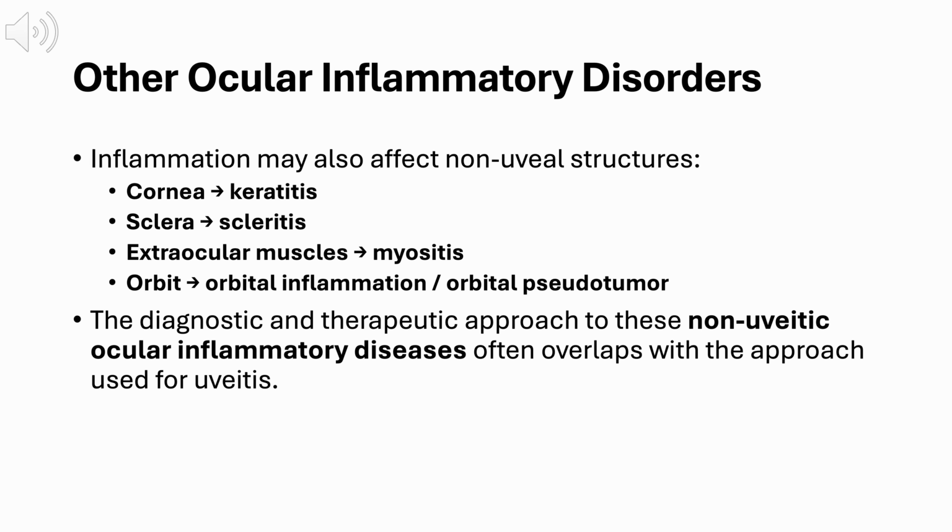Before we go further, a quick boundary setting slide. Inflammation isn't confined to the uvea. It can strike neighboring ocular structures too. Inflammation of the cornea is keratitis, of the sclera is scleritis, of the extraocular muscles is myositis, and of the orbit is orbital inflammation, sometimes called orbital pseudotumor. Why mention these in a uveitis chapter? Because the diagnostic and therapeutic approach to these non-uveitic inflammatory diseases overlaps heavily with the approach to uveitis itself. So the reasoning skills you build here transfer directly to the whole family of ocular inflammation.